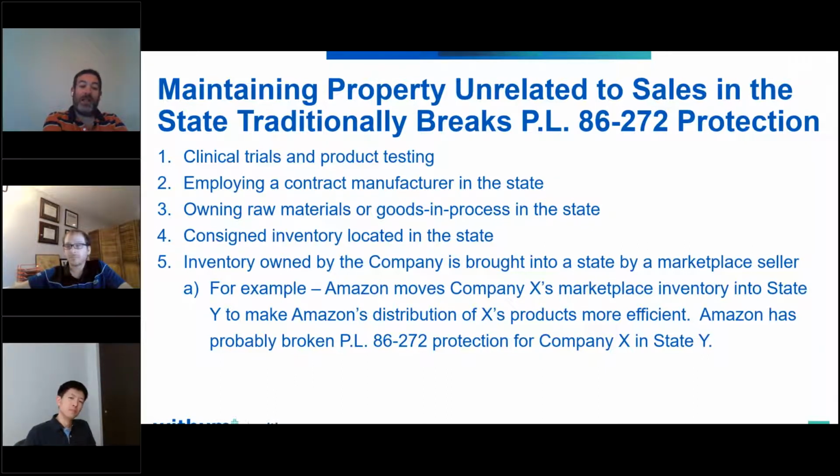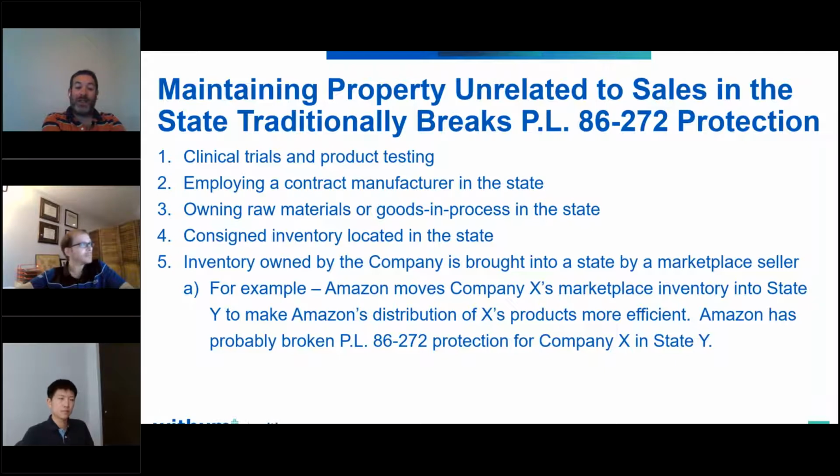And again, you might not even necessarily know where your inventory is. Amazon is famous for moving inventory around to where it makes sense for Amazon to have it for their own logistical purposes. So again, a quick example: Amazon moves company X's marketplace inventory to state Y in order to make Amazon's distribution of excess products more efficient. Well, Amazon just broke 86272 for company X in state Y by doing that.